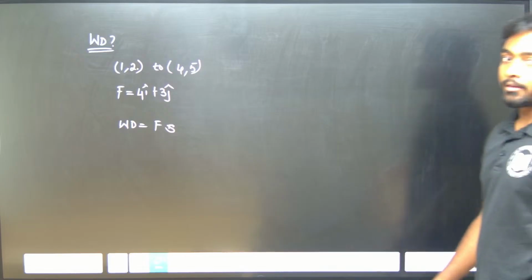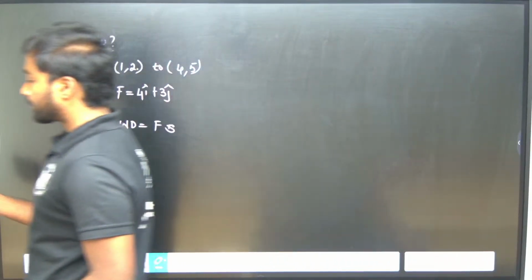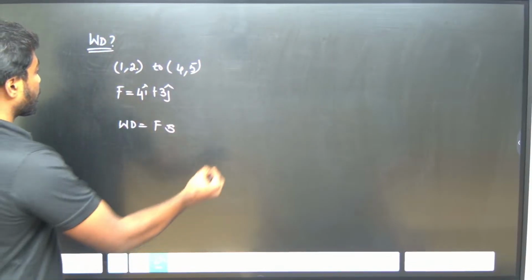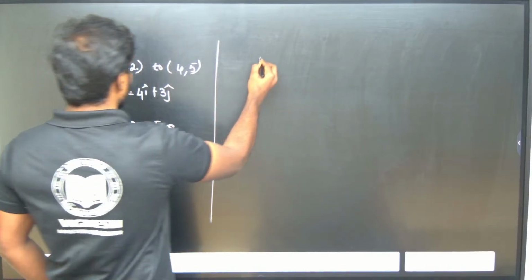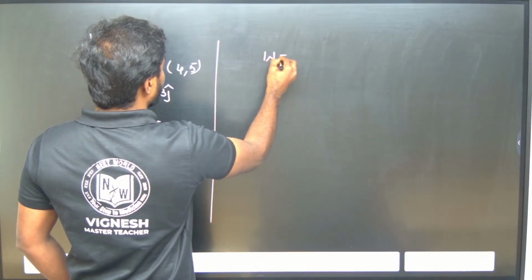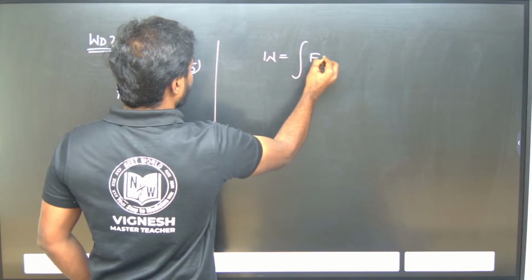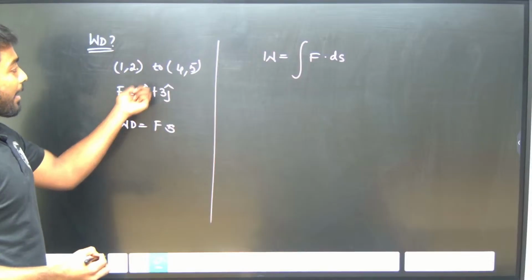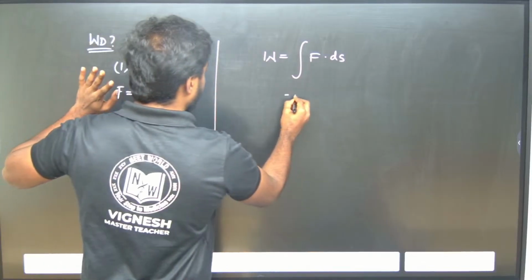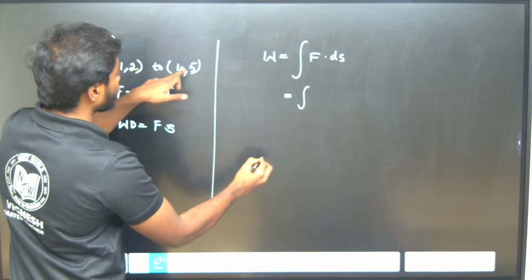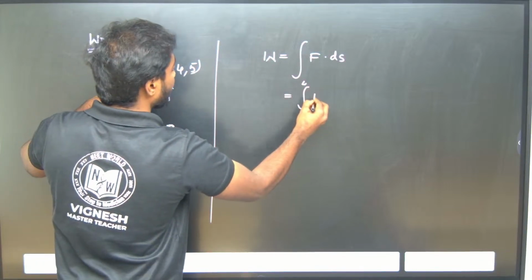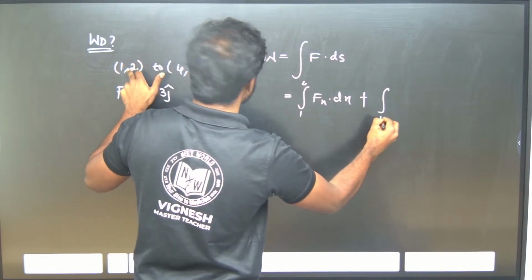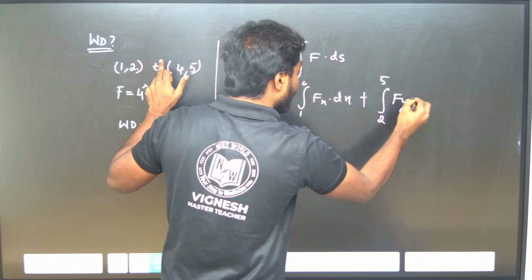Okay, fine. So it's varying with time they have given, right? So W is equal to the integral of F dot ds. So if I talk about i cap, the x axis, let me take the integral from 1 to 4 of Fx dot dx plus the integral from 2 to 5 of Fy dot dy.